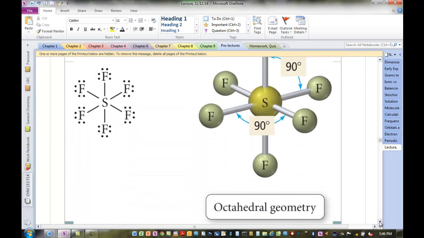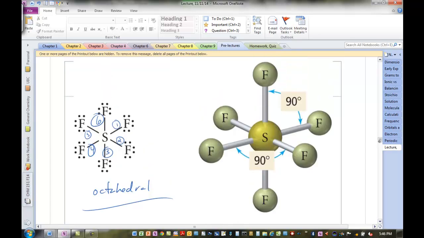SF6. I think we've drawn the Lewis structure for SF6 already, so look in your notes. And sulfur does exceed the octet rule, but we count 1, 2, 3, 4, 5, 6. The arrangement of 6 electron pairs that minimize repulsion is octahedral. And since there are no lone pairs, the molecular shape will be octahedral as well. All right.